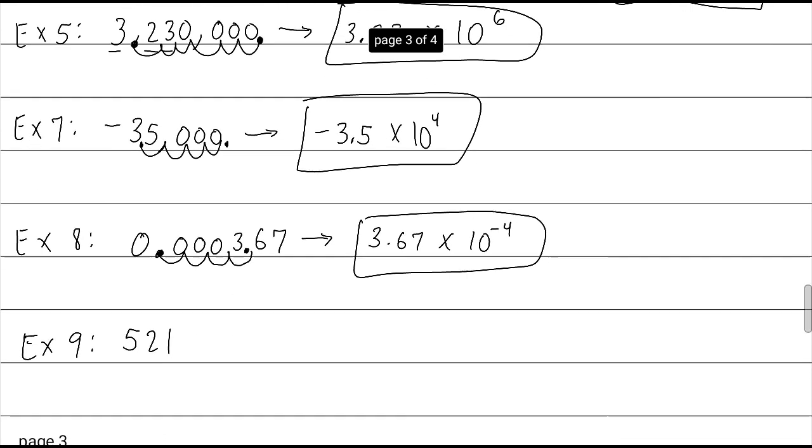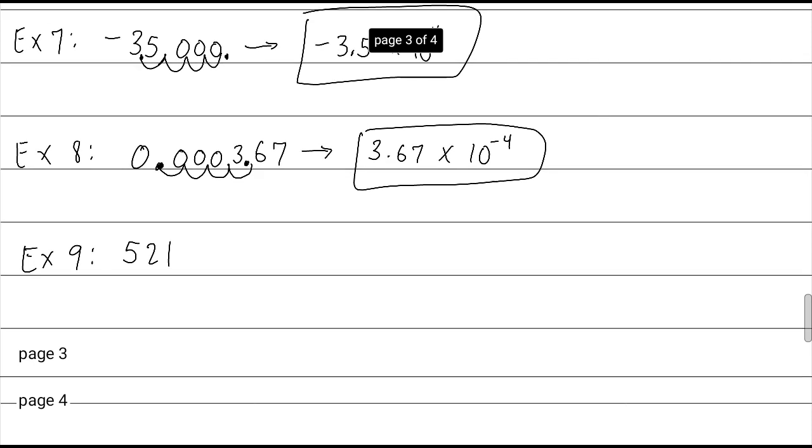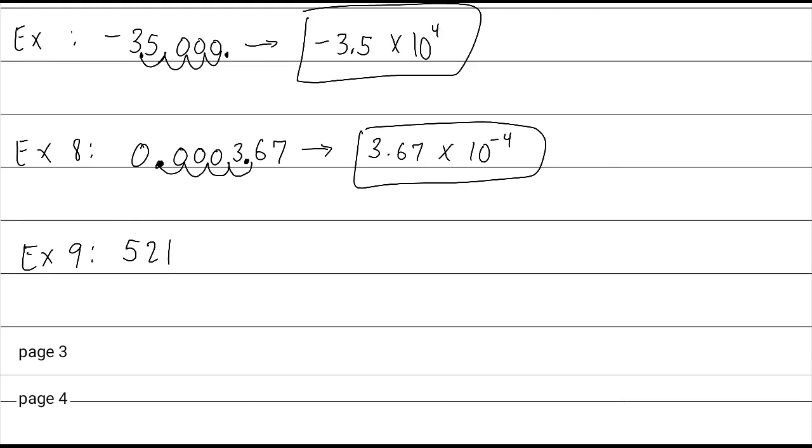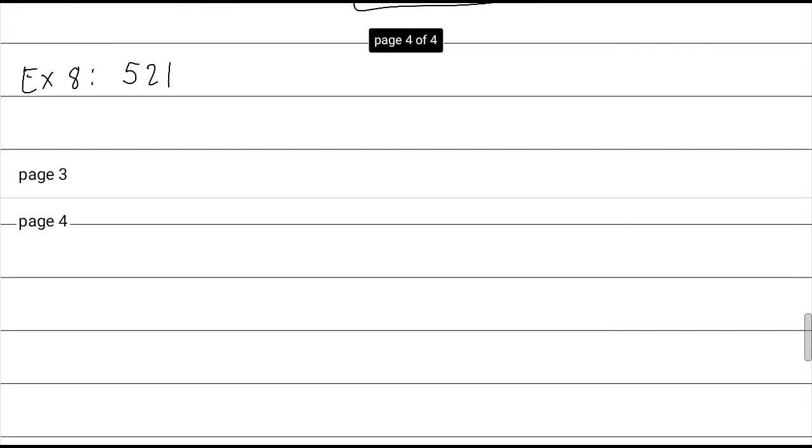Okay, here's a weird looking one. What about 521? I feel like I skipped a number here. I sure did. I skipped example 6. Turns out I actually didn't skip anything. It's just the numbers are off. Something wasn't adding up. I know I could have let that go, or I can go back and fix it. So I fixed it. Okay, example 8.